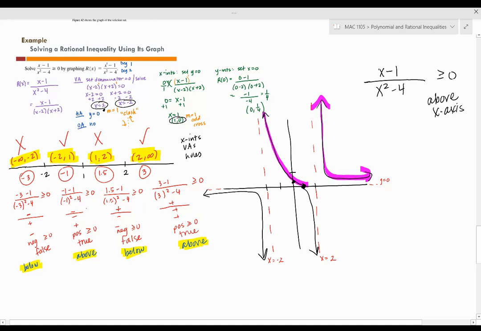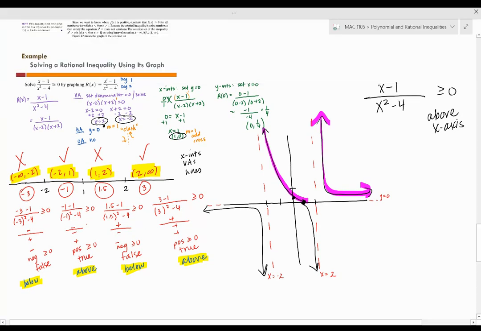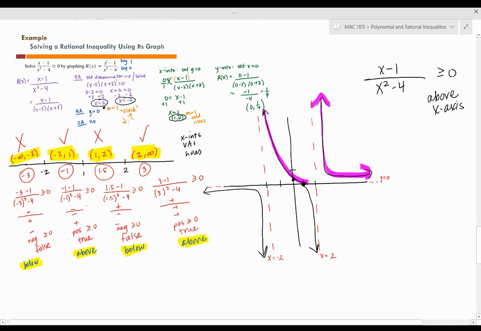So we have to be able to tell them our answer in interval notation. So we always write it in terms of our x values. So this first curve here begins at x equals -2. So we go from -2 all the way to this x-intercept, which is 1. We are going to put a parentheses around the -2 because there's a vertical asymptote there.